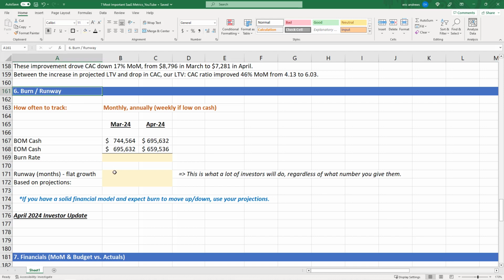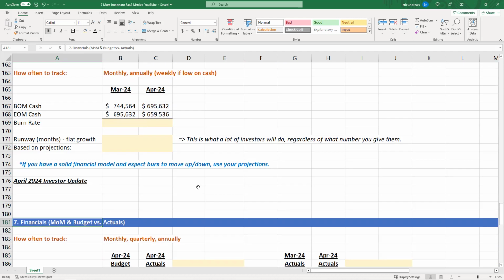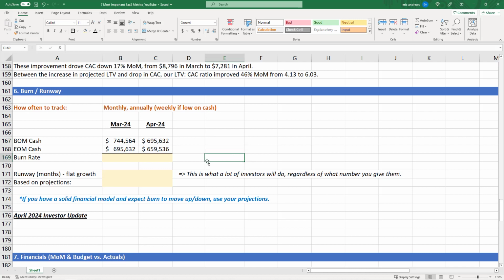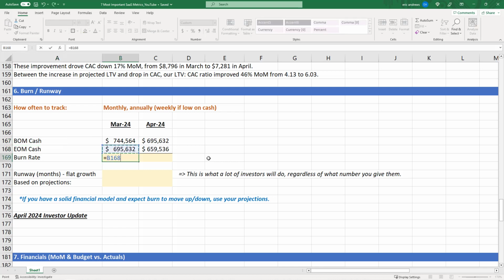Now we're going to talk about burn, runway, and then finally financials. When you're talking about your burn rate, that's how much cash your business burned in a single month. The easiest way to do this is just look at beginning of the month cash and end of the month cash, and how much cash was left over. So you had 744 at the beginning of the month, and at the end of the month you had 695. So you burned $48,000. Same in April. We burned $36,000.